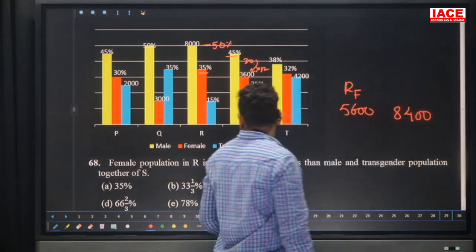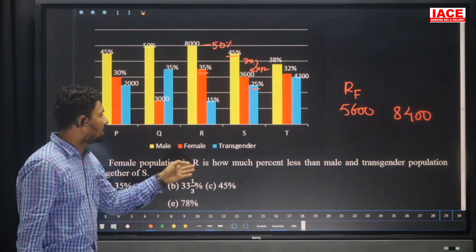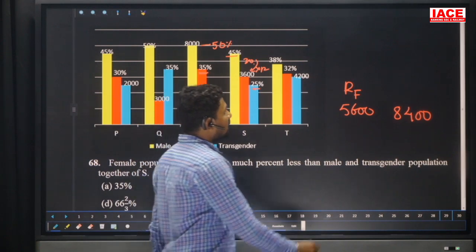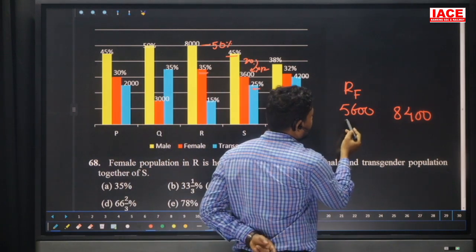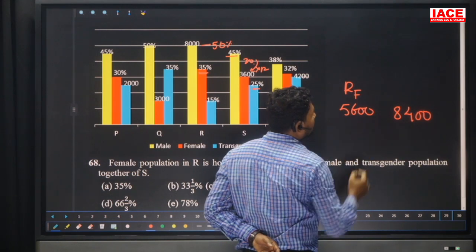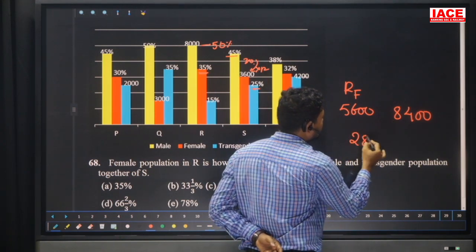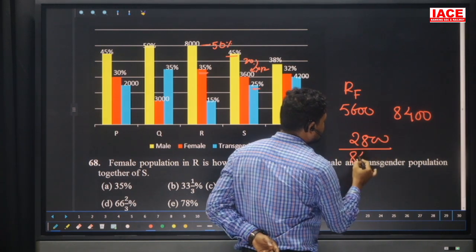This is male and transgenders. We need: the female population of R is how much percentage less? We are adding 8,000, 7,000 and 1,400, which gives 2,800. 2,800 is less compared to 8,400.